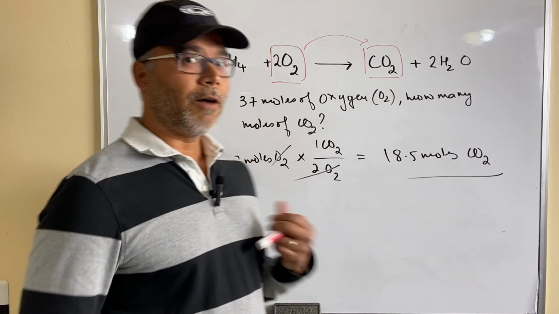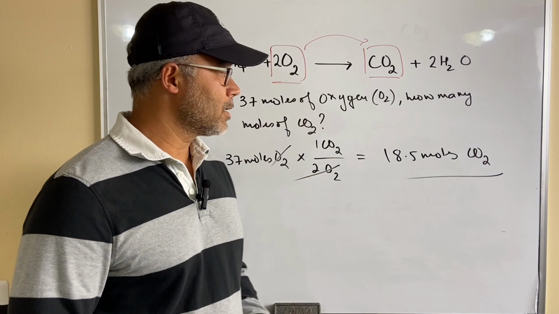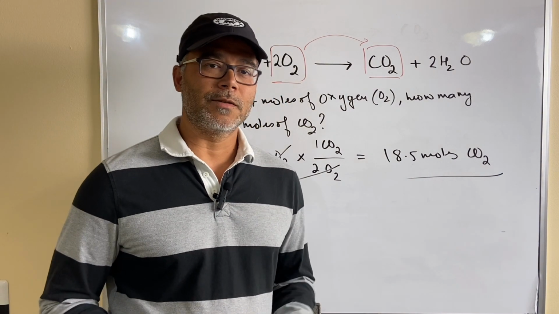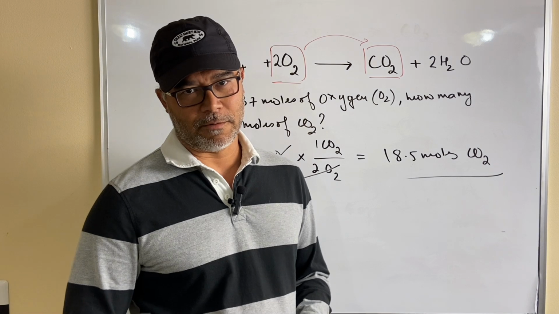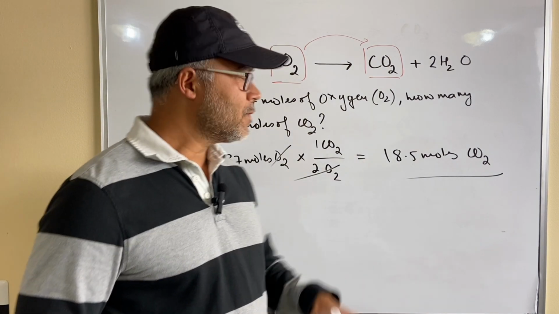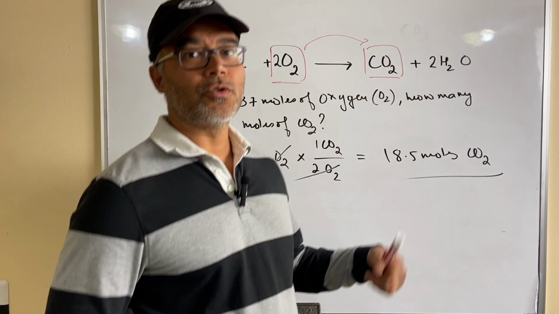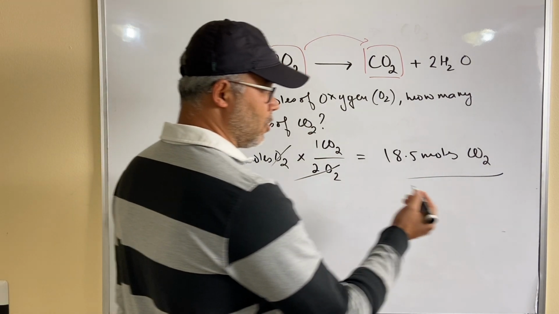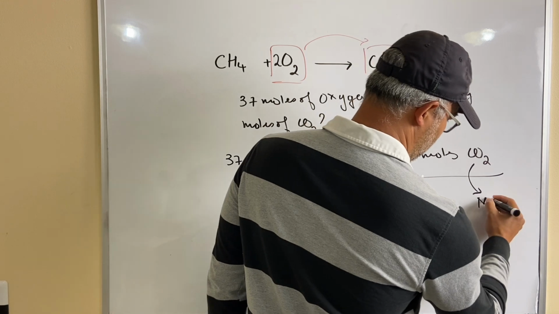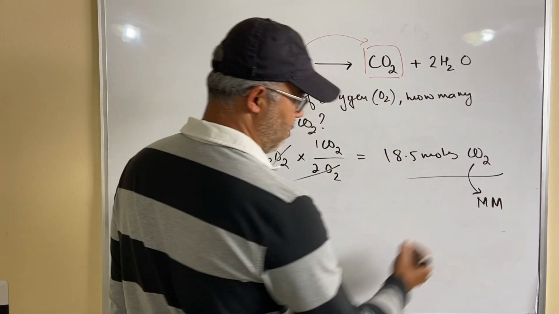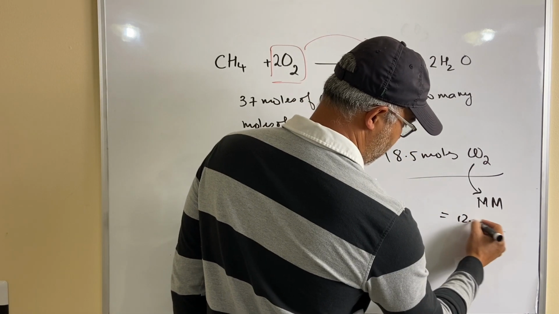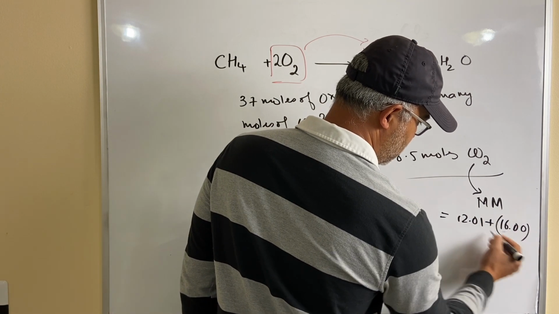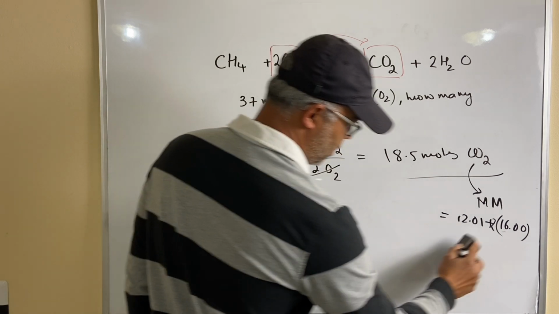Now, oftentimes, you can take this a little further too. And what I mean by that is, let's say the question says, how many grams of carbon dioxide are formed? So to find grams, you have to convert the moles of carbon dioxide to grams. For that, you need the molar mass of carbon dioxide. So let's go ahead and compute the molar mass of carbon dioxide. I'm going to call that mm. Carbon is 12.01 and oxygen is about 16. There's 2 oxygens, so multiply that by 2.